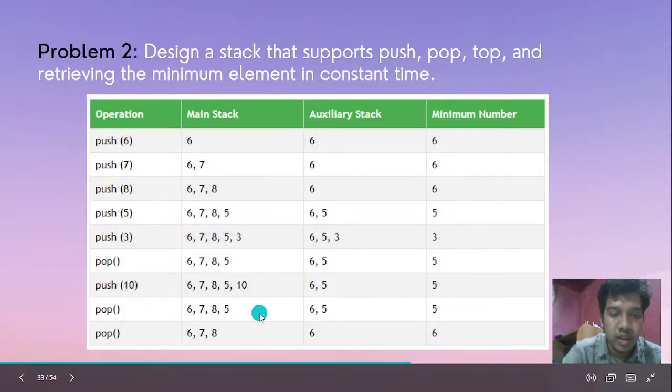Again we have to pop that 10 out, so 10 is popped out. So finally again they are going to pop and 5 is removed. So जब 6, 7, 8 बचेंगे तो auxiliary stack में भी 6 ही बचेगा क्योंकि 5 को pop कर दिया. So finally the minimum element is 6 only. So in this way we are going to get our minimum element from the stack.